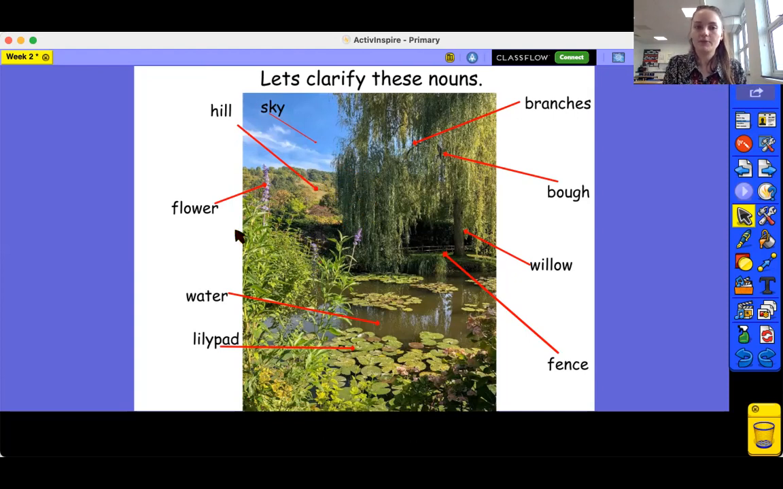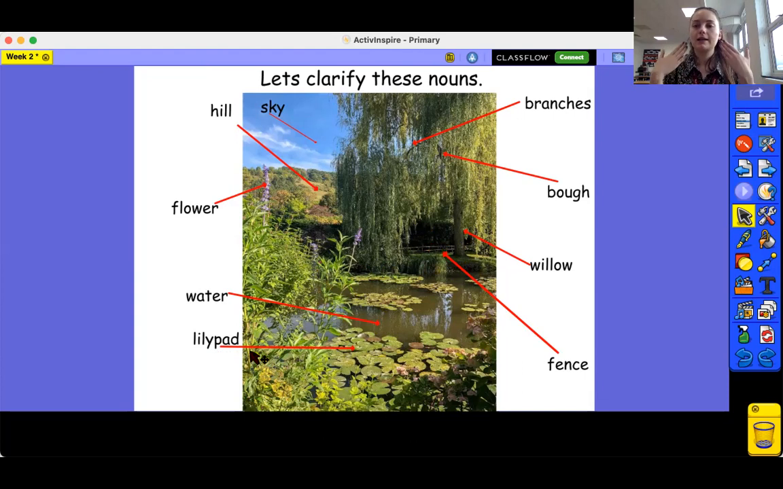So that's a hill. Flower, I'll say it and you can say it. Fantastic. And we've got some flowers next to the river. Water. Fantastic. So we've got this murky water where the willow is nearby. So that's that murky water.